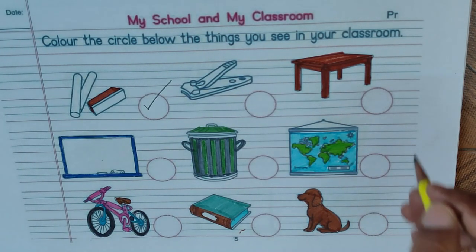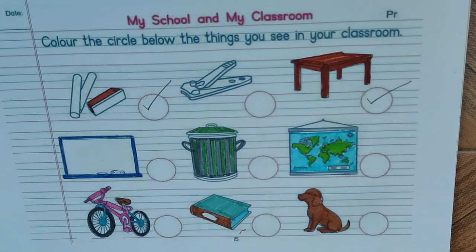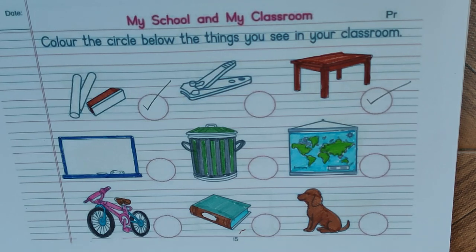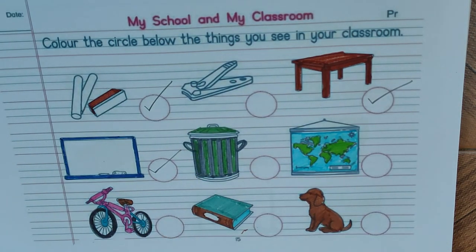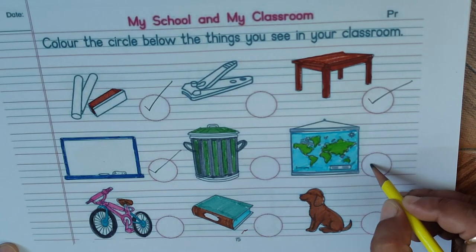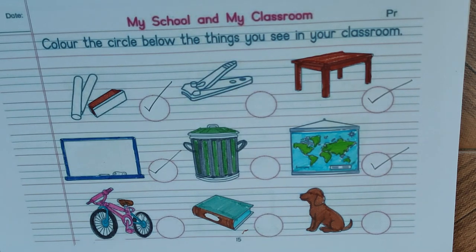Then we have a bench. Yes, we sit and keep our books, pencil box and our bags on the bench. Next is whiteboard. The teacher uses a whiteboard to teach us to write something, and then we have to copy it in our copies. Next, a world map. Sometimes inside a classroom you will see a world map. The teacher uses it to teach us different places and different countries' names.